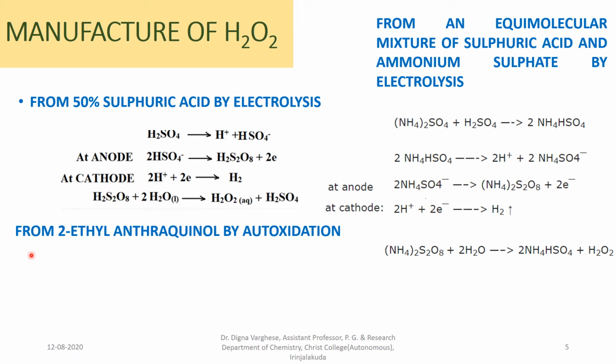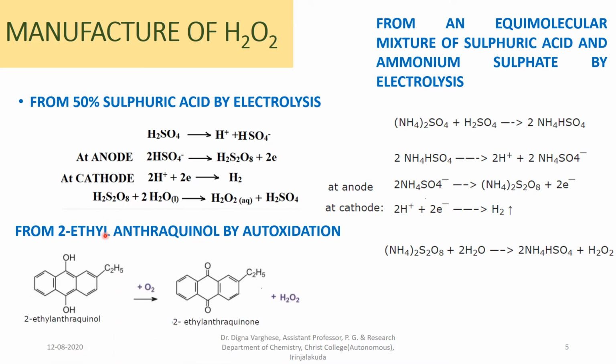Third method is from 2-ethyl anthraquinol by the auto-oxidation process. Industrially, hydrogen peroxide can be prepared by the auto-oxidation of 2-ethyl anthraquinol. Here, air is bubbled through a 10% solution of 2-ethyl anthraquinol in a benzene-cyclohexane mixture, when it is oxidized to 2-ethyl anthraquinone. Hydrogen peroxide is produced as a byproduct, and we get a 1% solution of hydrogen peroxide.